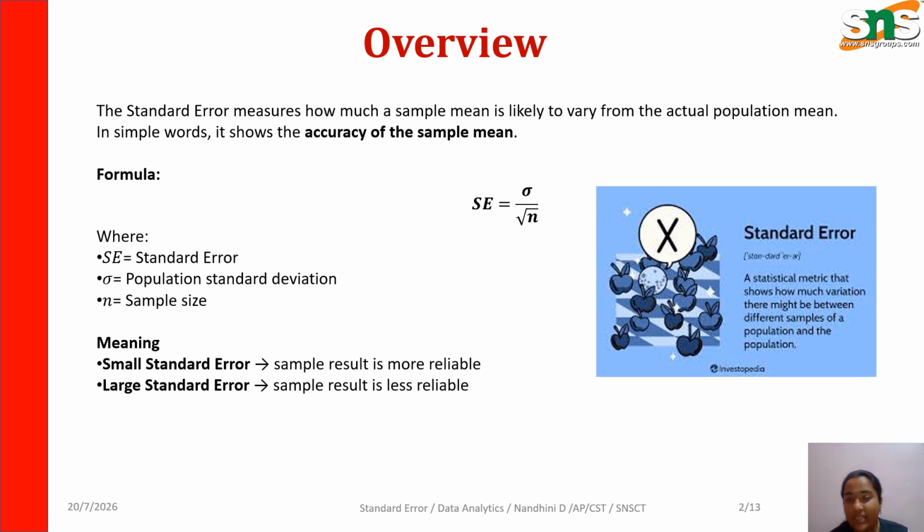That means standard error is equal to sigma by root n. Here SE stands for standard error, sigma stands for population standard deviation, and n stands for the sample size. A smaller standard error means that the sample results are more reliable. A larger standard error means the sample results are less reliable or more variable.